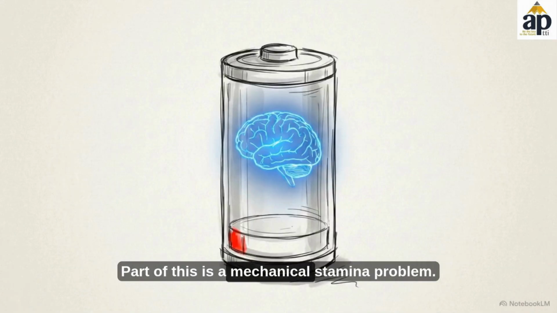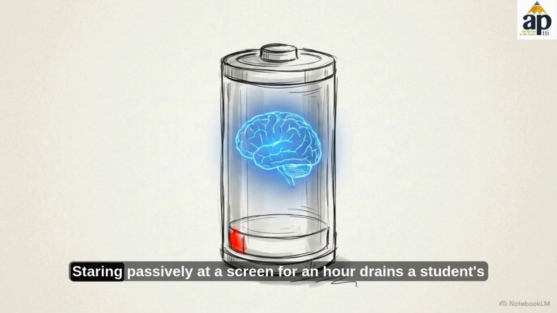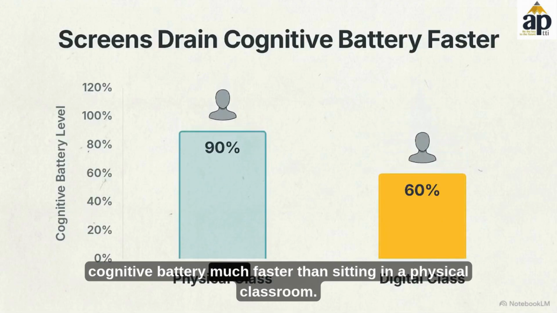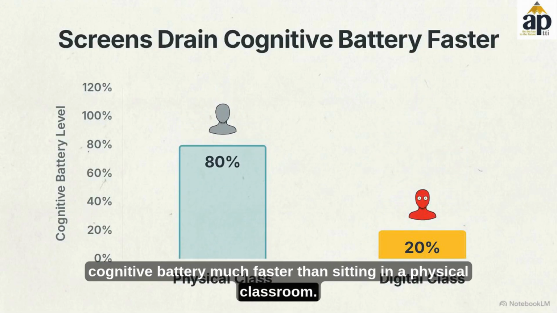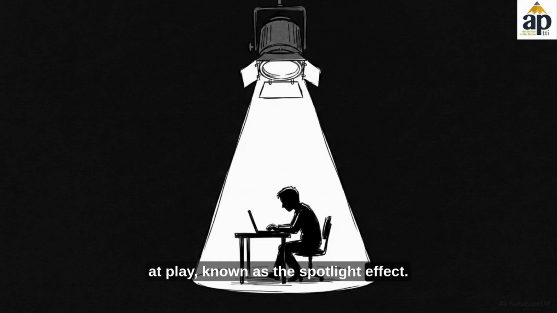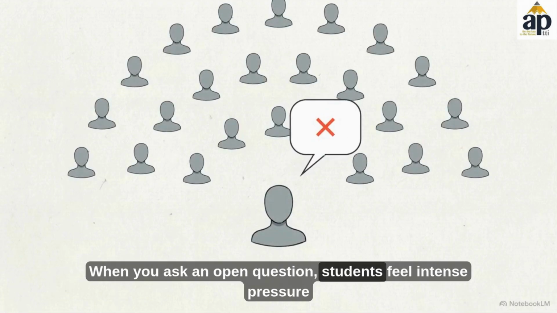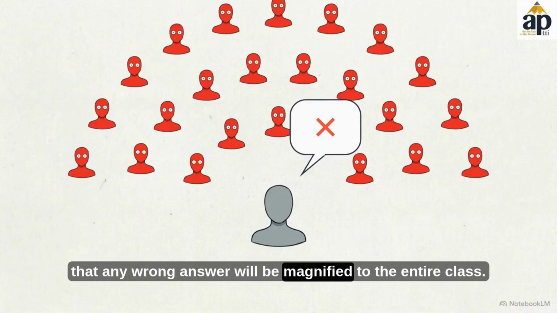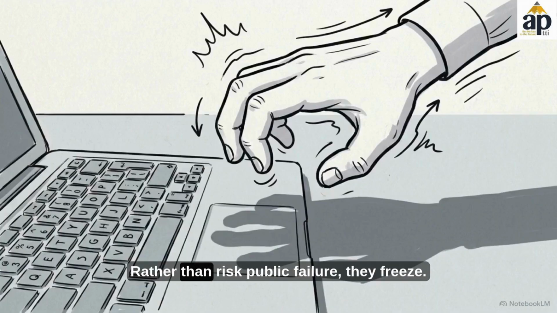Part of this is a mechanical stamina problem. Staring passively at a screen for an hour drains a student's cognitive battery much faster than sitting in a physical classroom. But there is also a severe psychological barrier at play, known as the spotlight effect. When you ask an open question, students feel intense pressure that any wrong answer will be magnified to the entire class. Rather than risk public failure, they freeze.